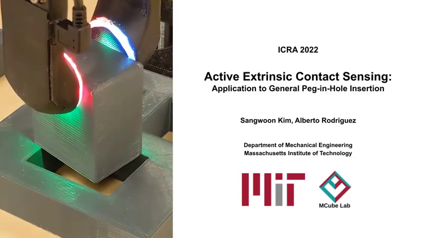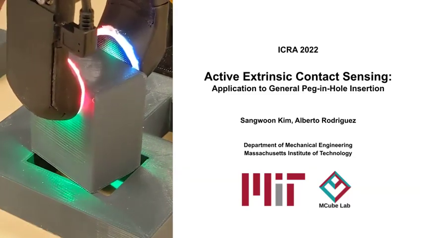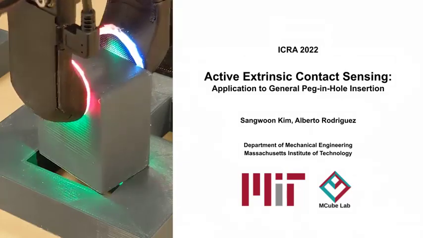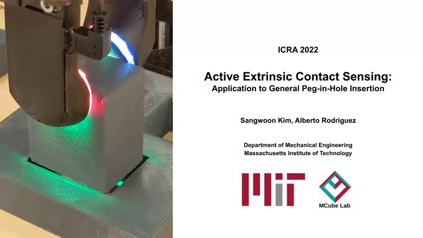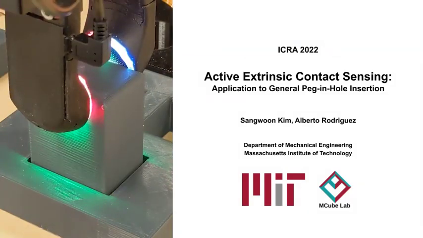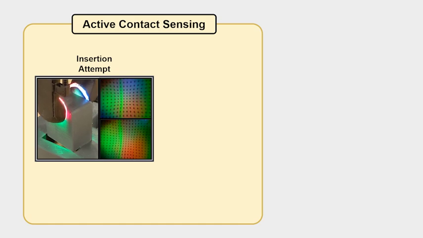In this work, we present a method that actively localizes a contact between a grasped object and its environment, then applied to the peg-in-hole insertion task.